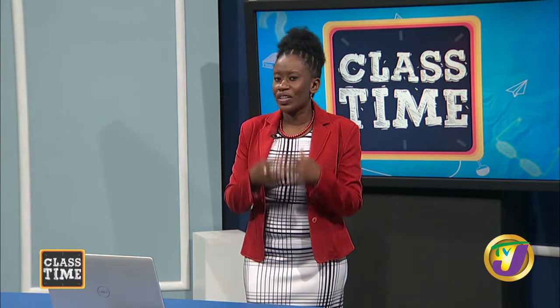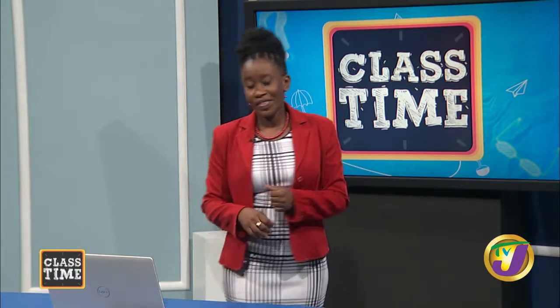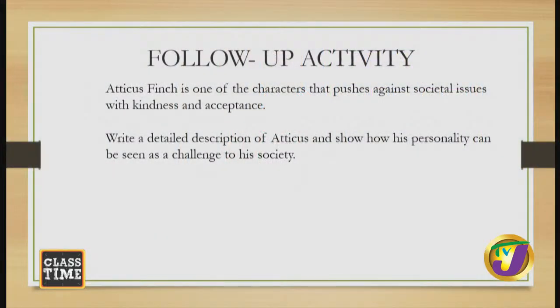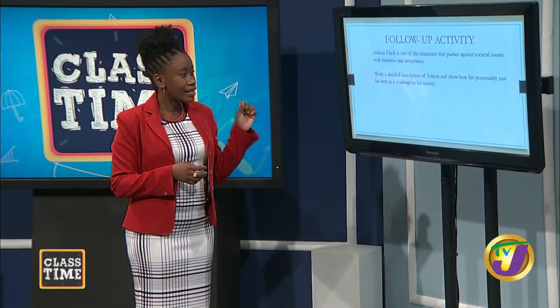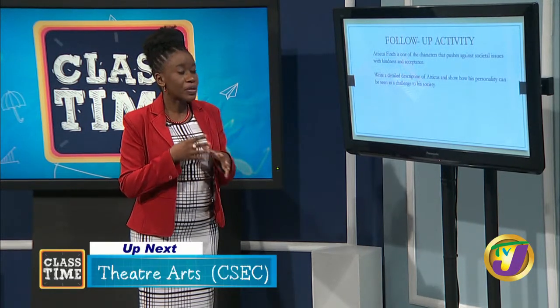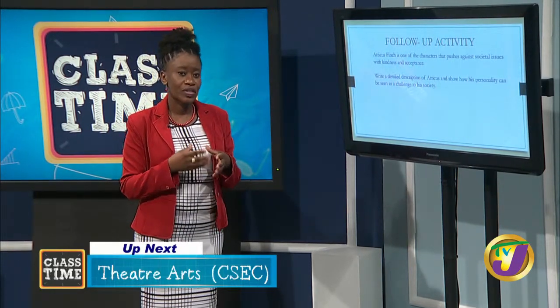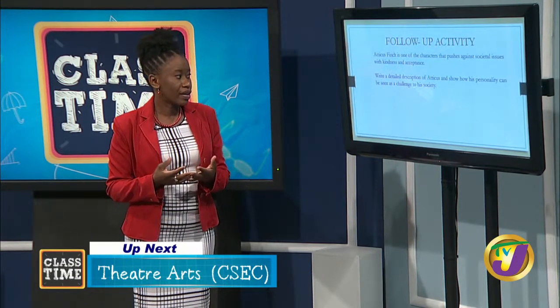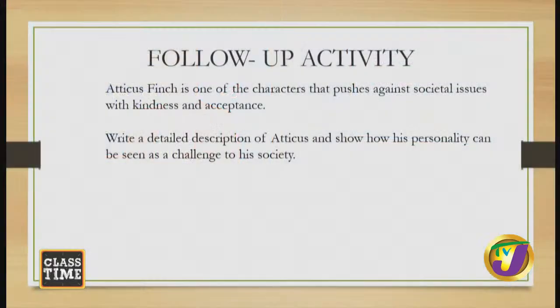But of course, I couldn't leave without giving you your assignment. So here is your assignment. Atticus Finch is one of the characters that pushes against societal issues with kindness and acceptance. What I want you to do is write a detailed description of Atticus and show how his personality can be seen as a challenge to his society. Let me repeat that. Write a detailed description of Atticus and show how his personality can be seen as a challenge to his society. Enjoy what you're doing and ensure that whatever points you choose to write about, they can be substantiated with evidence from the text.